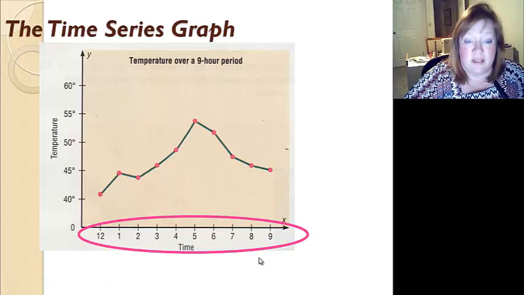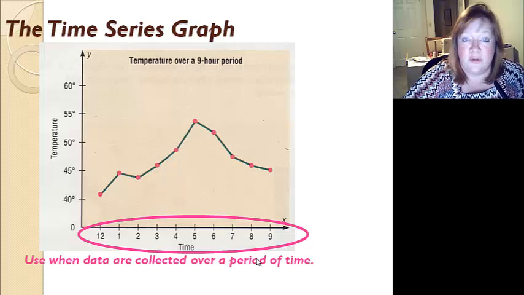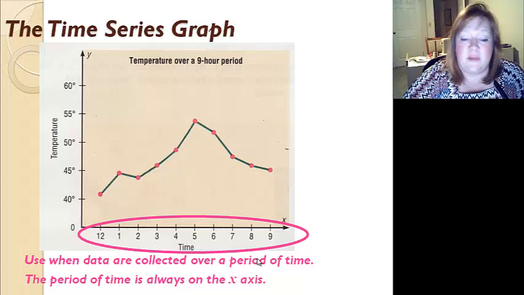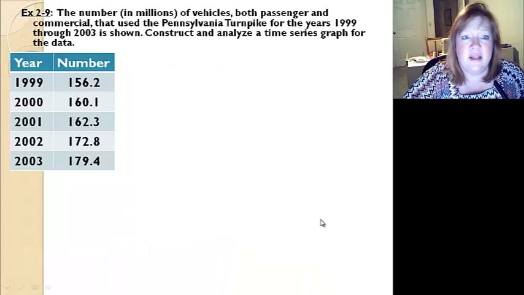Couple things on the time series graph. Time always goes on your x-axis, and you use this type of graph when data are collected over a period of time. I can't get used to that. I always want to say data is, but the proper form is data are. And remember that the period of time is always on the x-axis. So keep that in mind as you're doing these. All right, let's jump right into an example, shall we?